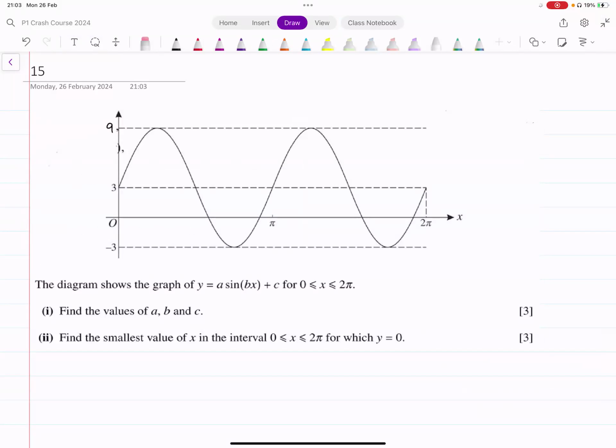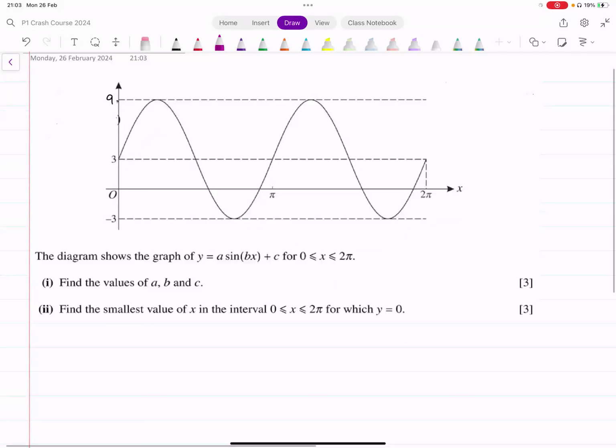Okay, so we have this graph given. The diagram shows the graph of y equals a sine of bx plus c for x between 0 and 2 pi. We need to first find the values of a, b, and c. These are the 3 values that we're looking for. The values of a, b, and c. Now, how do you find these values?